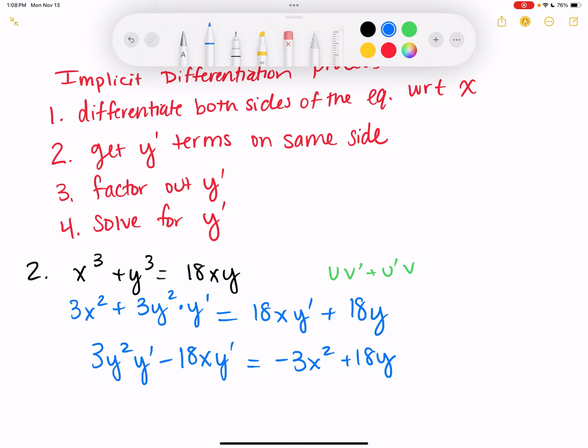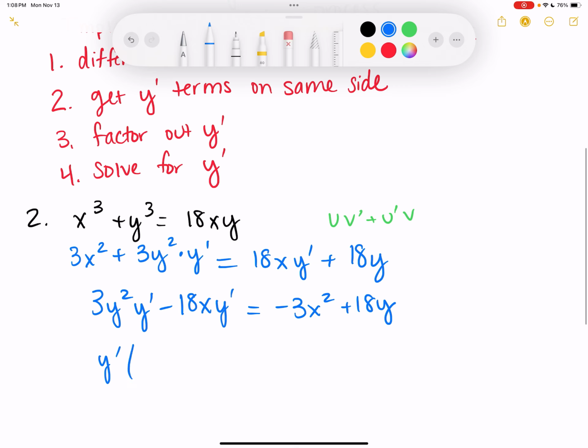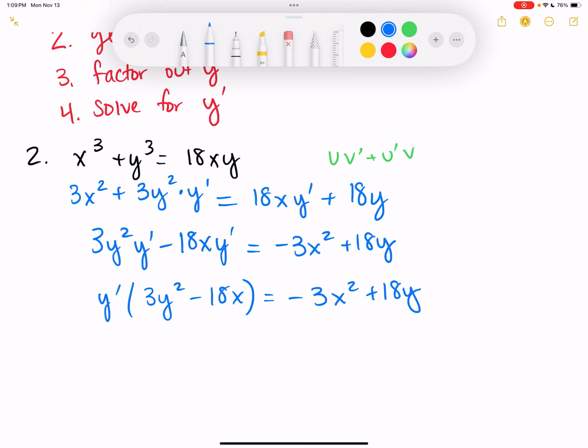So I've done step 2. Step 3 says to factor out the y prime. So I can take a y prime out of both pieces. So I've got y prime times 3y squared minus 18x is equal to negative 3x squared plus 18y. And then I simply divide this stuff away to solve for y prime. And so y prime is equal to negative 3x squared plus 18y divided by 3y squared minus 18x.